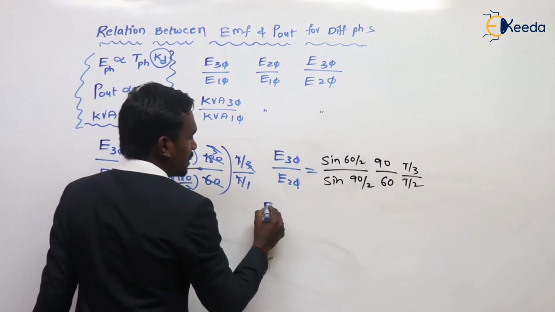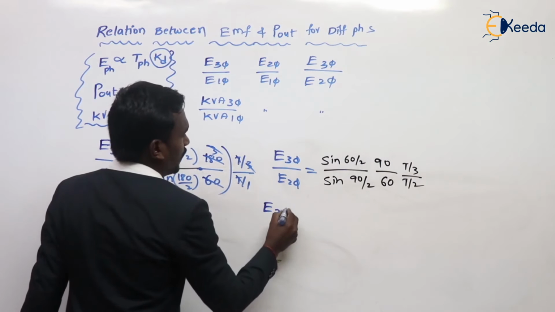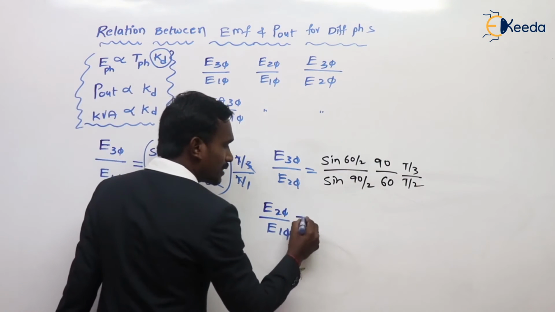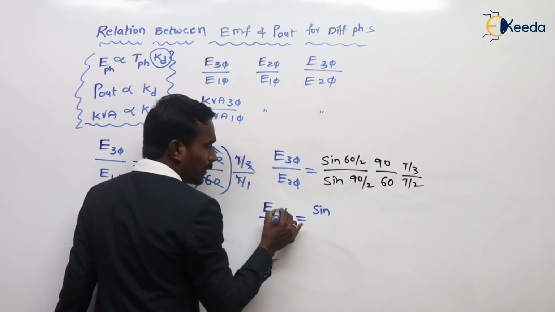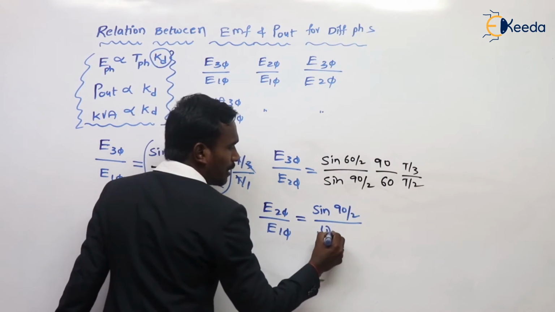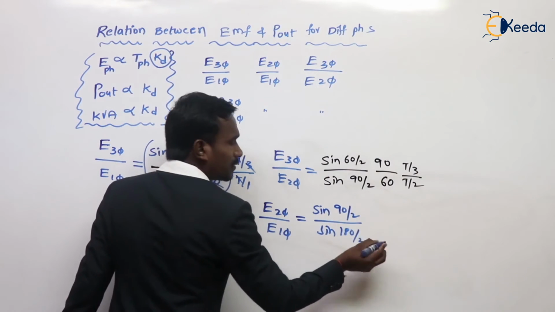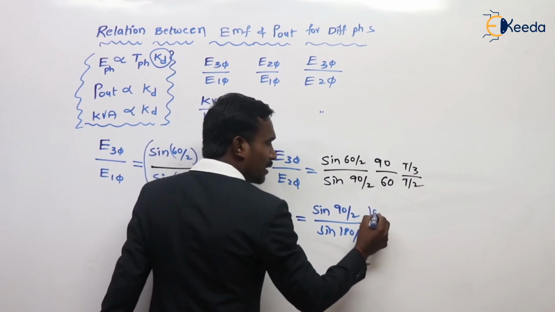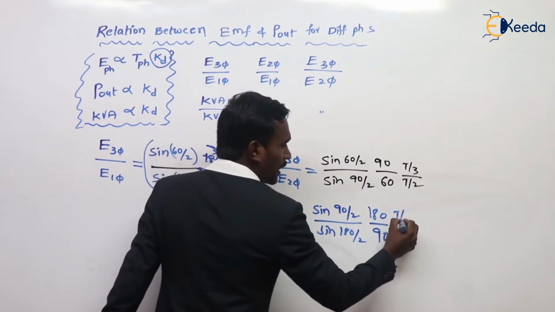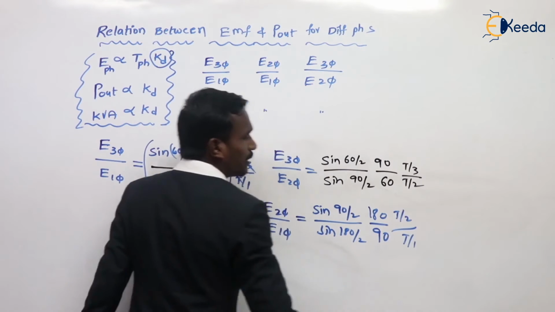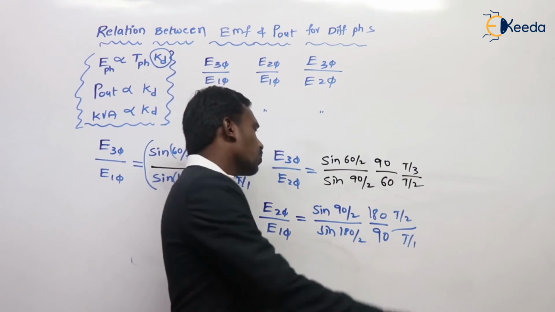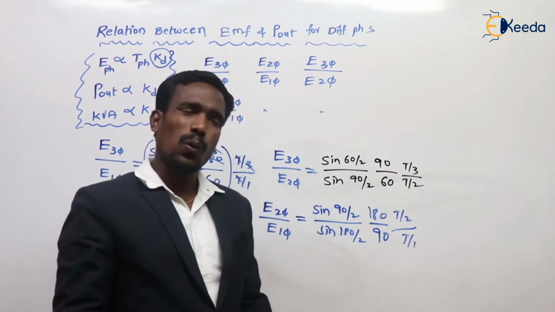What is the EMF ratio of two phase to single phase? How can we get it? Tell me, sir. What is two phase M gamma? Two phase M gamma is 90 and single phase M gamma is 180. This 180 is in the numerator and this 90 in the denominator, and for EMF, that's why T by 2 and T by 1. This is the way of answering. You should get the answer by solving this.